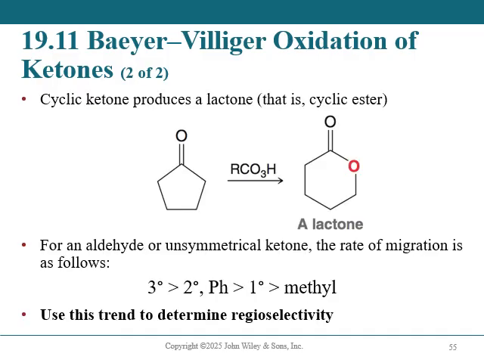Cyclic ketones produce lactones, in other words, a cyclic ester. For an aldehyde or unsymmetrical ketone, the rate of migration is as follows. Tertiary is going to have a higher rate than secondary, followed by phenyl, which is about the same as secondary, which is larger than primary, which is larger than methyl.